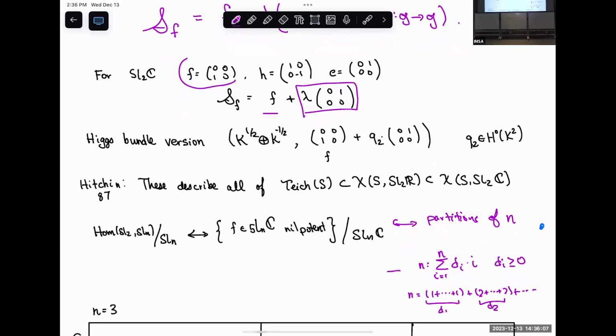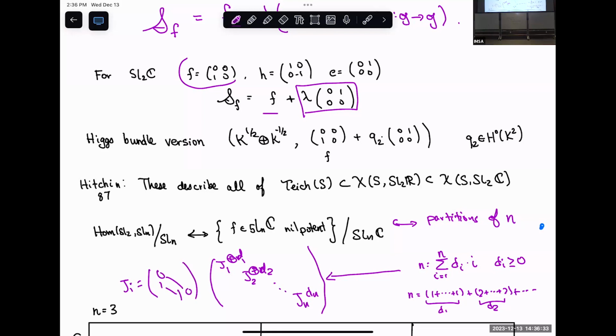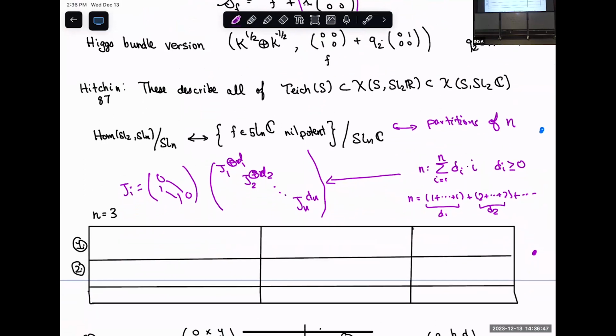And how do I associate a nilpotent to such a thing? This is what the Jordan decomposition theorem is. Every nilpotent is conjugate to a Jordan standard form, with blocks J_i repeated d_1, d_2, up to d_n times, where J_i is the standard i by i Jordan block. So that's how I go from the partition to a nilpotent, and then I can complete that to an SL2 subalgebra.